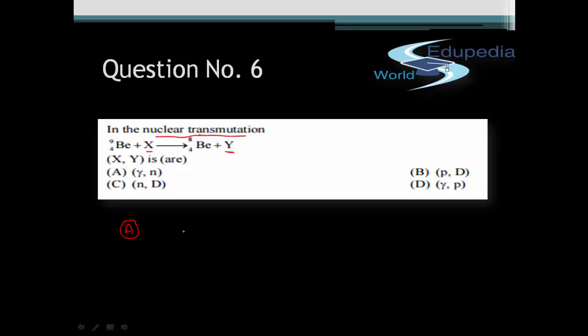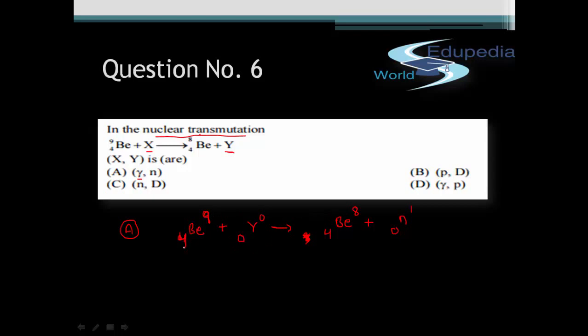In option A it states that we have 4Be9 and we are bombarding it with gamma radiation. Gamma radiations are just packets of energy. So we can represent them as 0 gamma 0, and then the product which we are getting is 4Be8 plus Y. Y has been given as neutron. So neutron has 0 charge, that is 0N1. Now all we need to do in such reactions is that we have to check whether the charges and the masses are balanced or not.